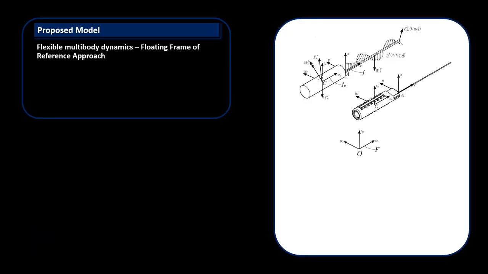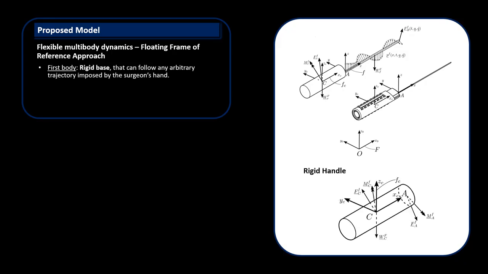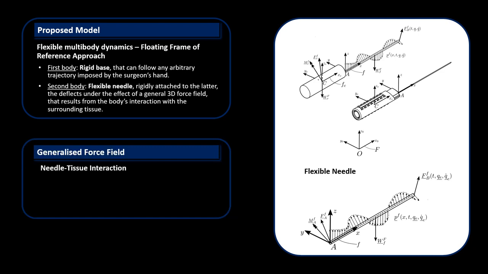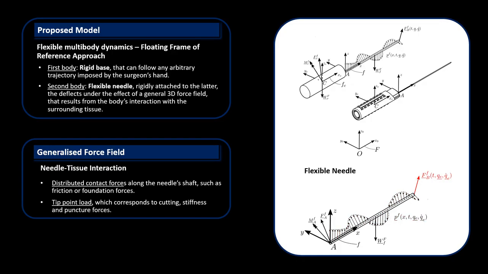frame of reference approach. The model consists of two connected bodies: the rigid base that can follow any arbitrary trajectory imposed by the surgeon's hand, and the flexible needle which is rigidly attached to the latter and deflects under the effect of a general three-dimensional force field that results from the body's interaction with the surrounding tissue. This interaction consists of distributed contact forces along the needle shaft and a point load at its tip.